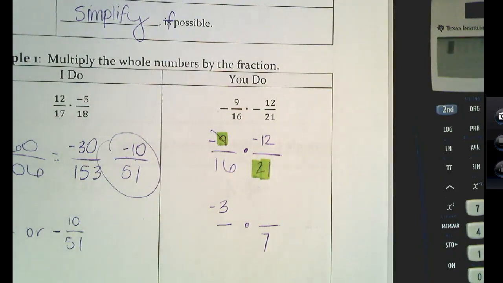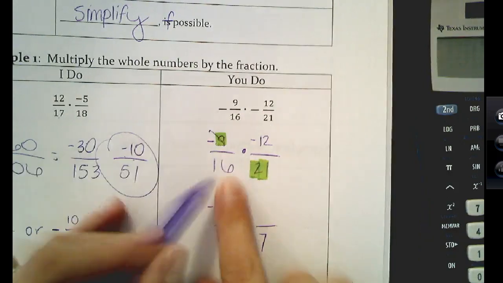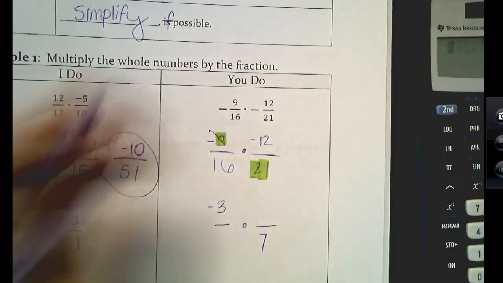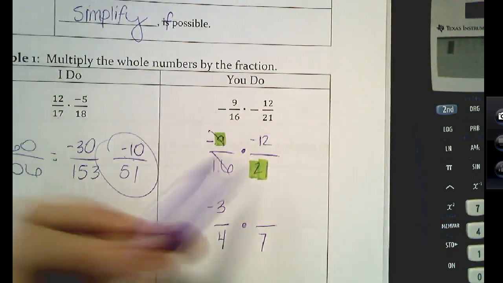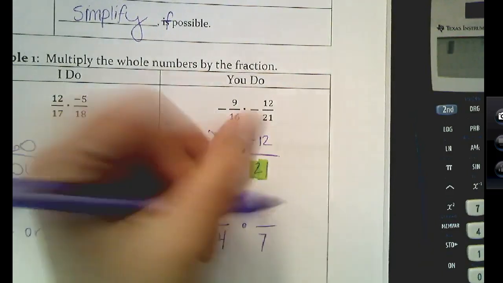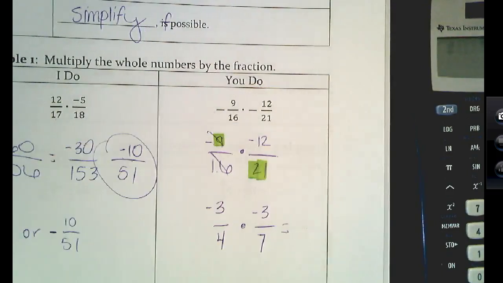What can you divide those both by? Even bigger than 2? What's even bigger than 2? 4, yep. So what's 16 divided by 4? 4. What's negative 12 divided by 4? Negative 3. Good. Now let's go ahead and multiply. So simplifying just simply gives us a lot smaller numbers to work with in the long run.